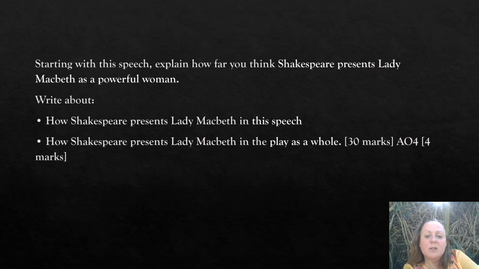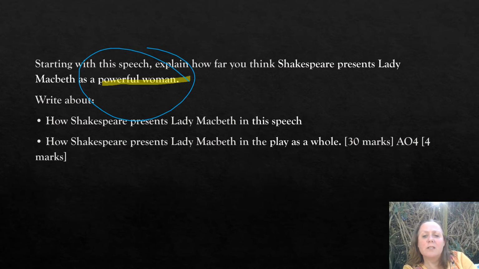Looking at the question, I think that the main key words that we're looking for here are powerful and woman. They are the words which are going to take us to the theme that we are exploring.